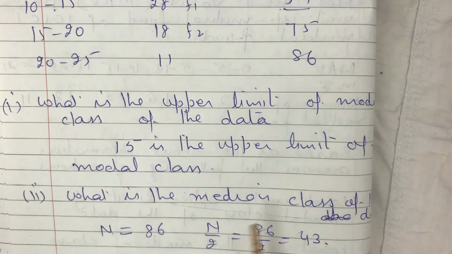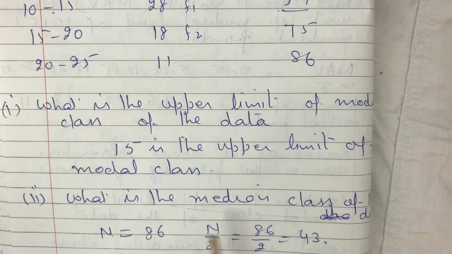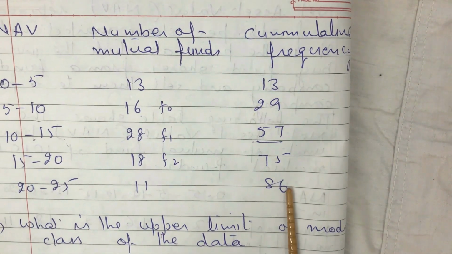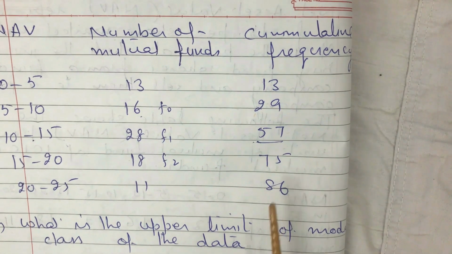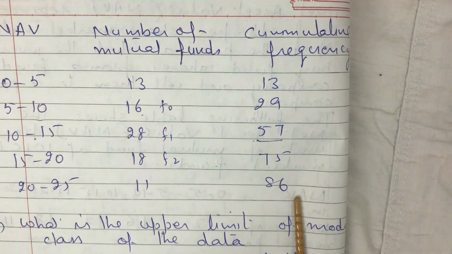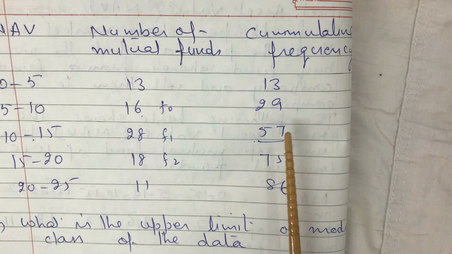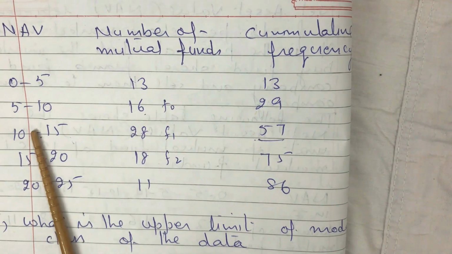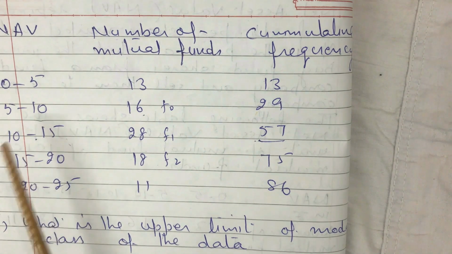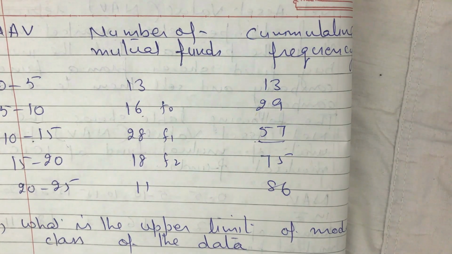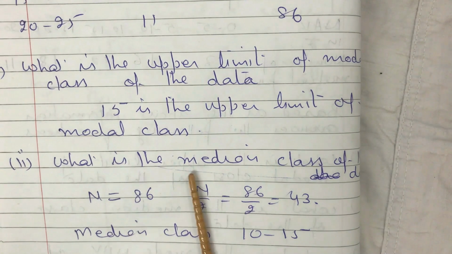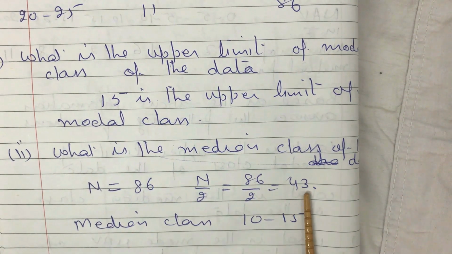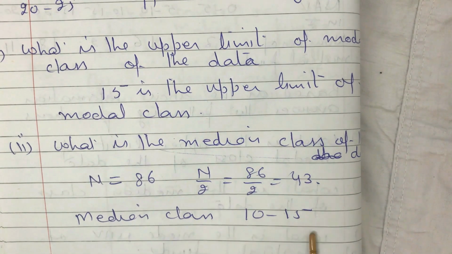Second is, what is the median class of the data? So then write cumulative frequency. This is 86. 86 by 2, that is 43. The number slightly bigger than 43 is 57. 57, this is the median class, and median class is 10 to 15. N is 86, n by 2 is 86 by 2, that is 43. Median class is 10 to 15.